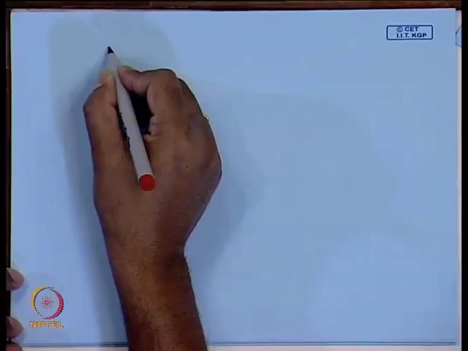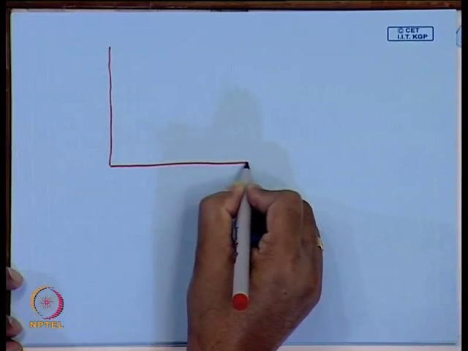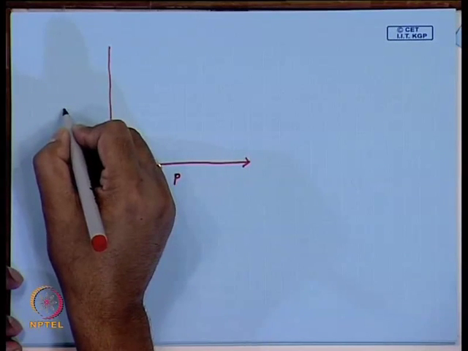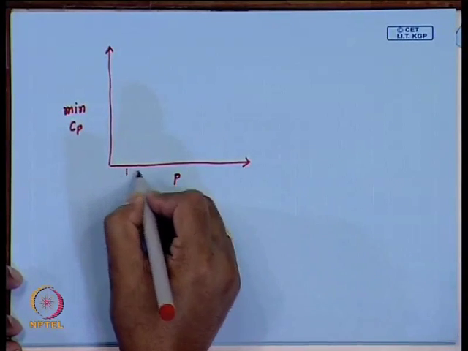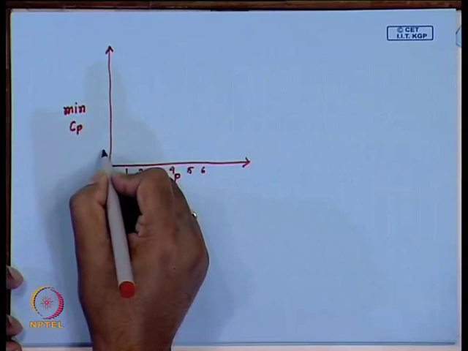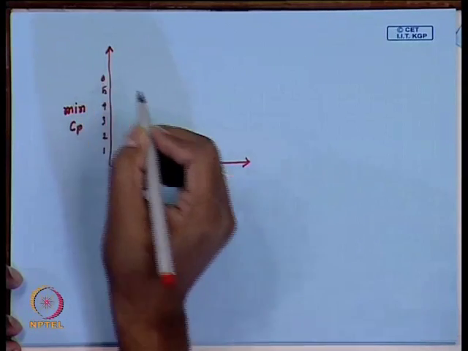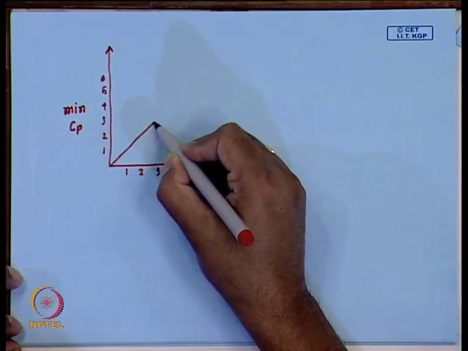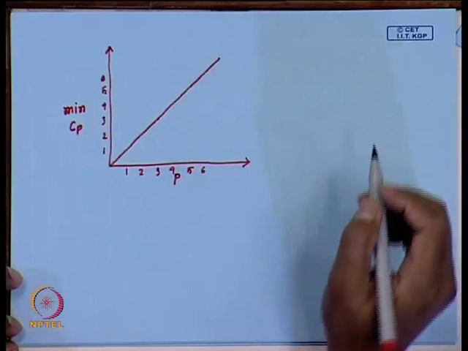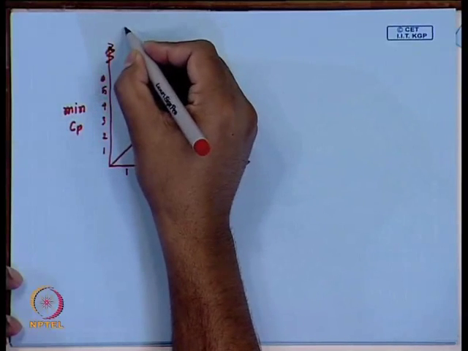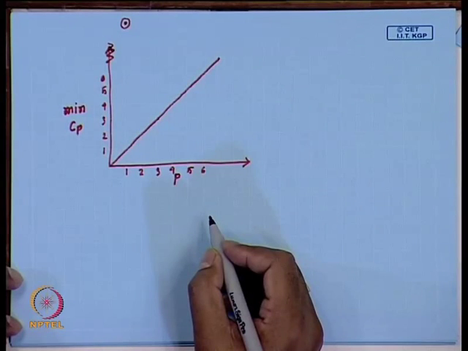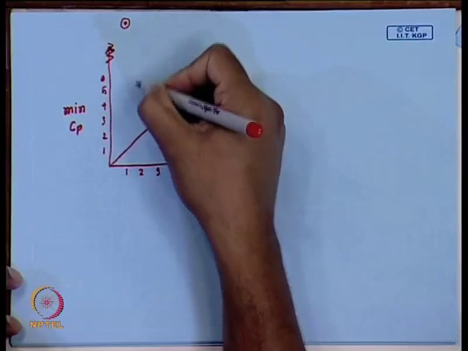Well, here again you can draw the graph: you can plot Cp against p. Here is p along the x axis, and you plot the minimum Cp along the y axis. So, 1, 2, 3, 4, 5, 6, and here also write 1, 2, 3, 4, 5, 6, because I want to draw the line Cp equal to p.